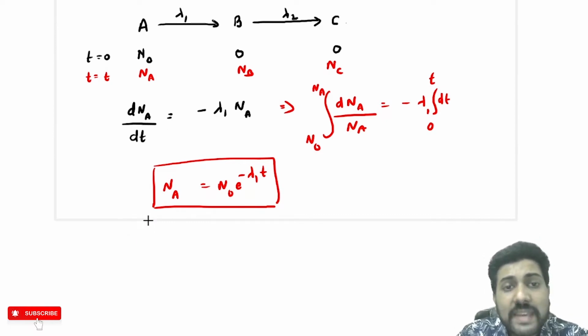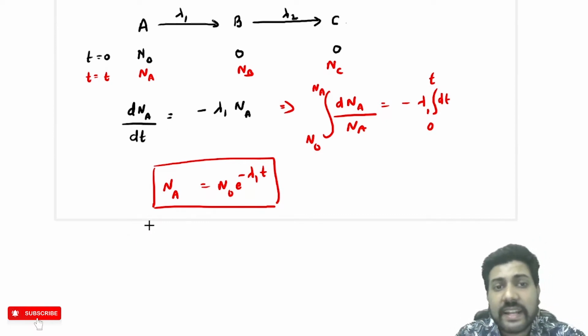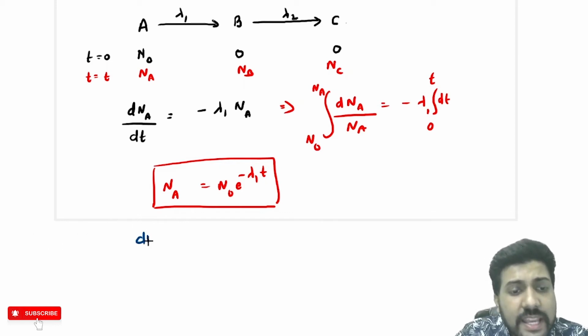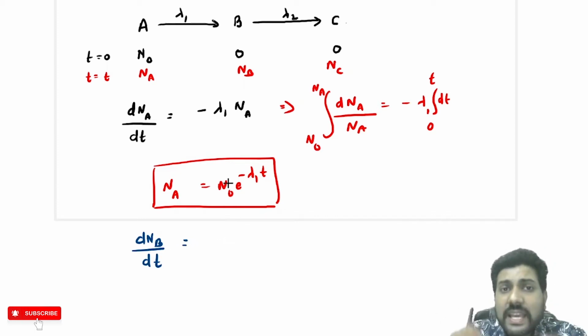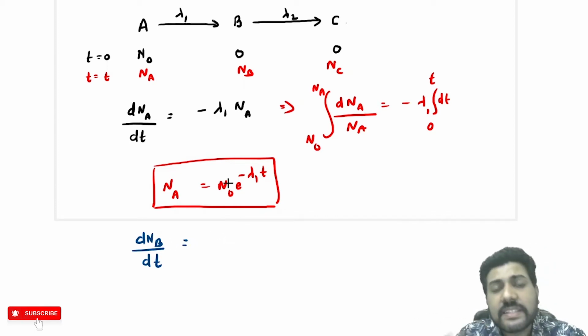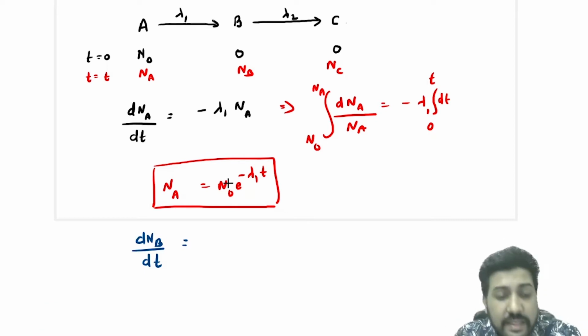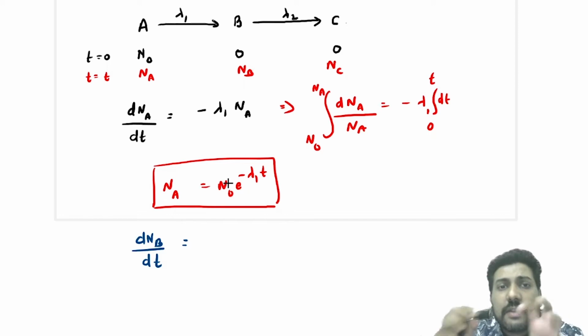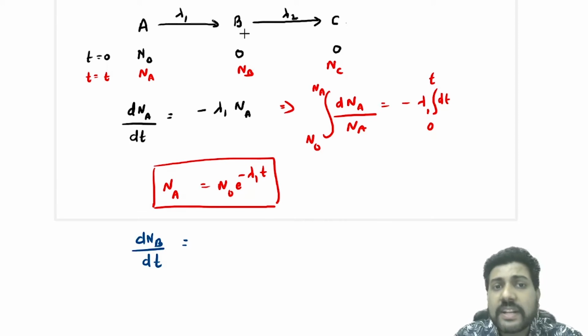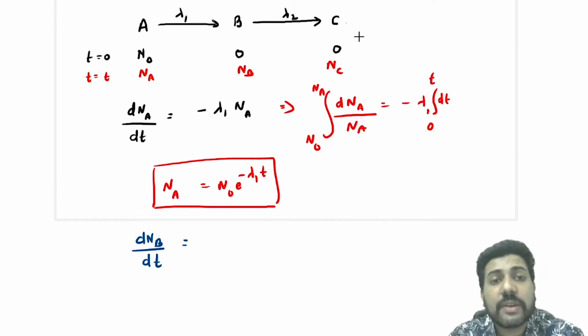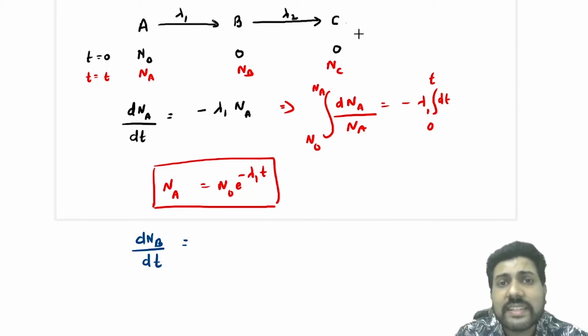See, B is forming as well as decaying, right? So I'll write dNb by dt, that is the rate of formation of B. Now B is forming at a variable rate and it is decaying at a variable rate. In the last case that we have discussed, from the factory, the radioactive nucleus was forming at a constant rate. Here this B nucleus is forming at a variable rate and decaying also at a variable rate. So that is the difference between the last case and this case.